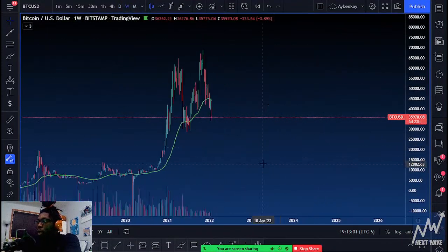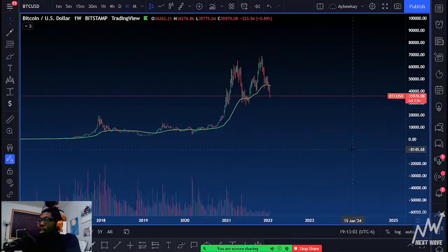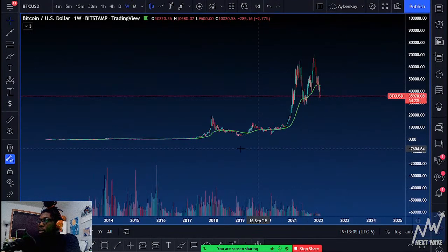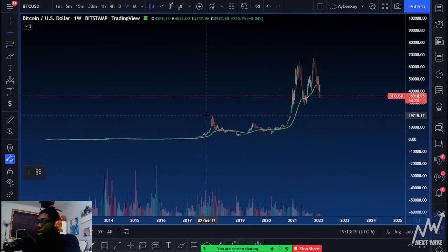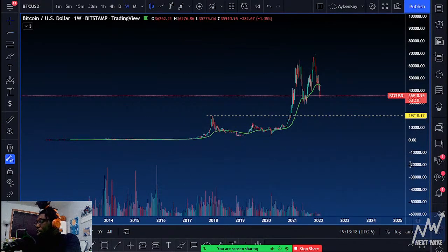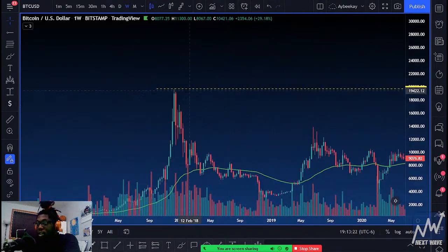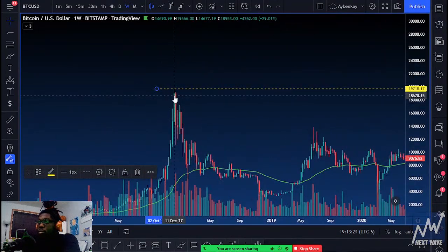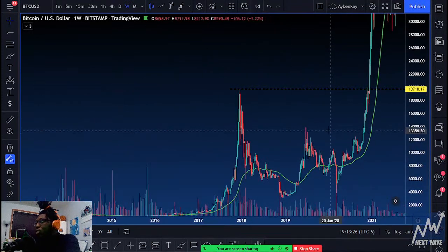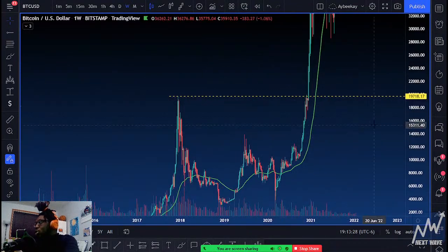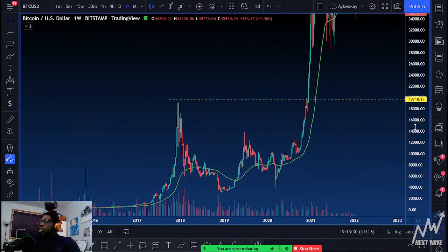Taking a look at the weekly time frame, we see overall how bullish the crypto markets have been. Before 2021, the previous all-time high of Bitcoin was at 20,000 basically, right? It was like 19,666 or something like that.